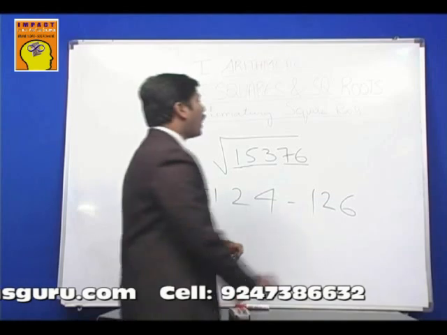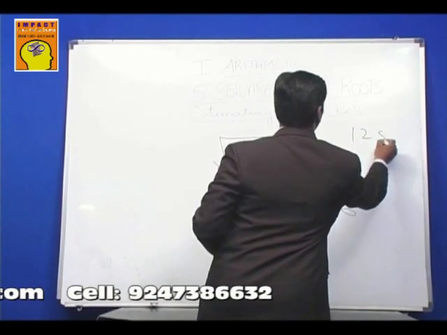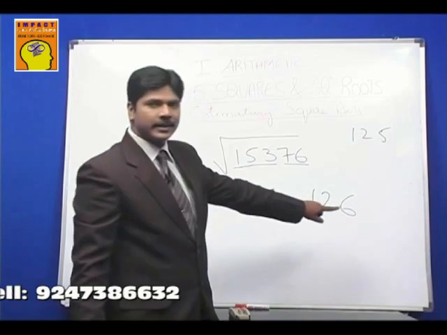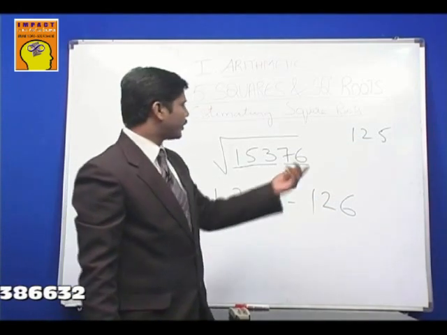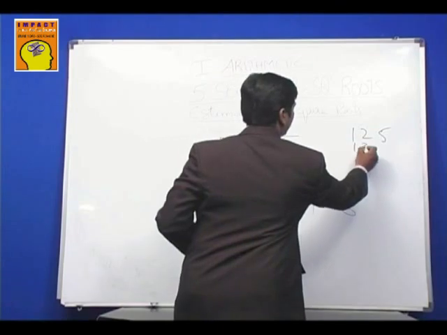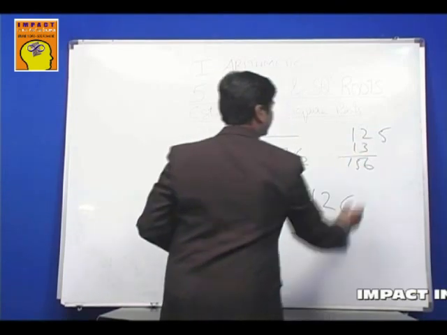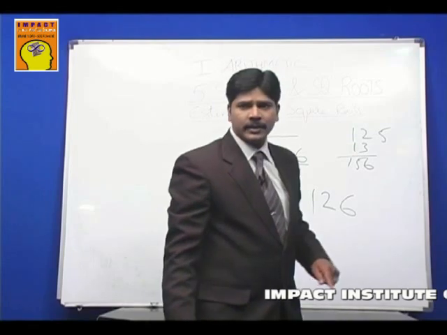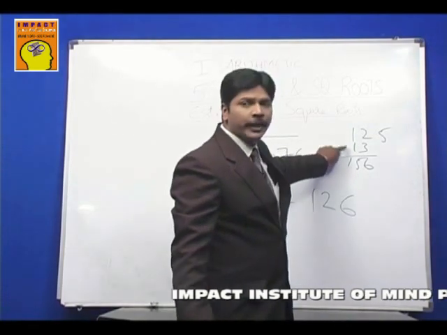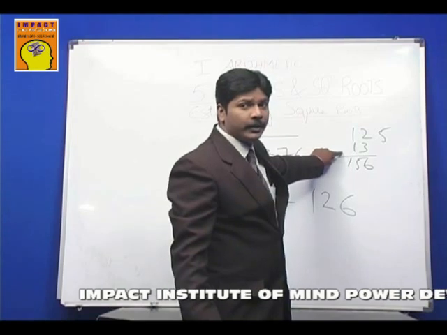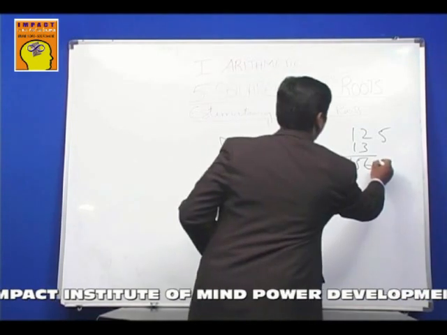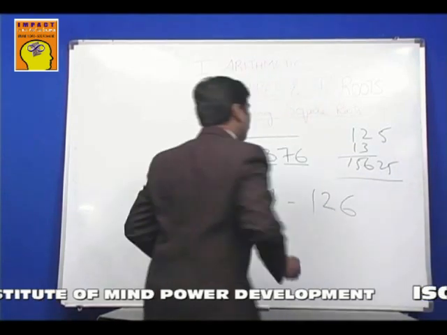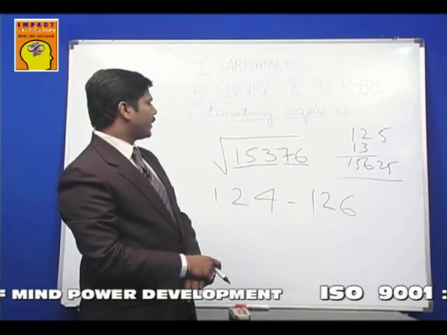Check out 125 whole square, because the number in between 124 and 126 is 125. How do you check that? So 12 into 13, you get 156. Now how am I writing so fast? The answers using the teen into teen multiplication method. Next answer is 25. So 125 square is 15625.